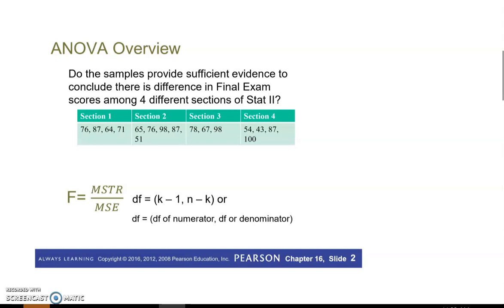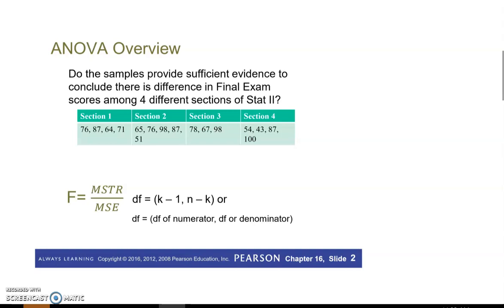So for example, let's take a look at our classes. Suppose I have 4 sections of Stat 2, and I have a sample of final exam scores from each of those 4 sections. An analysis of variance allows us to compare the mean of those final exam scores among the 4 sections. And we can ask the question, do the samples provide sufficient evidence to conclude there is a difference in final exam scores among 4 different sections of Stat 2?